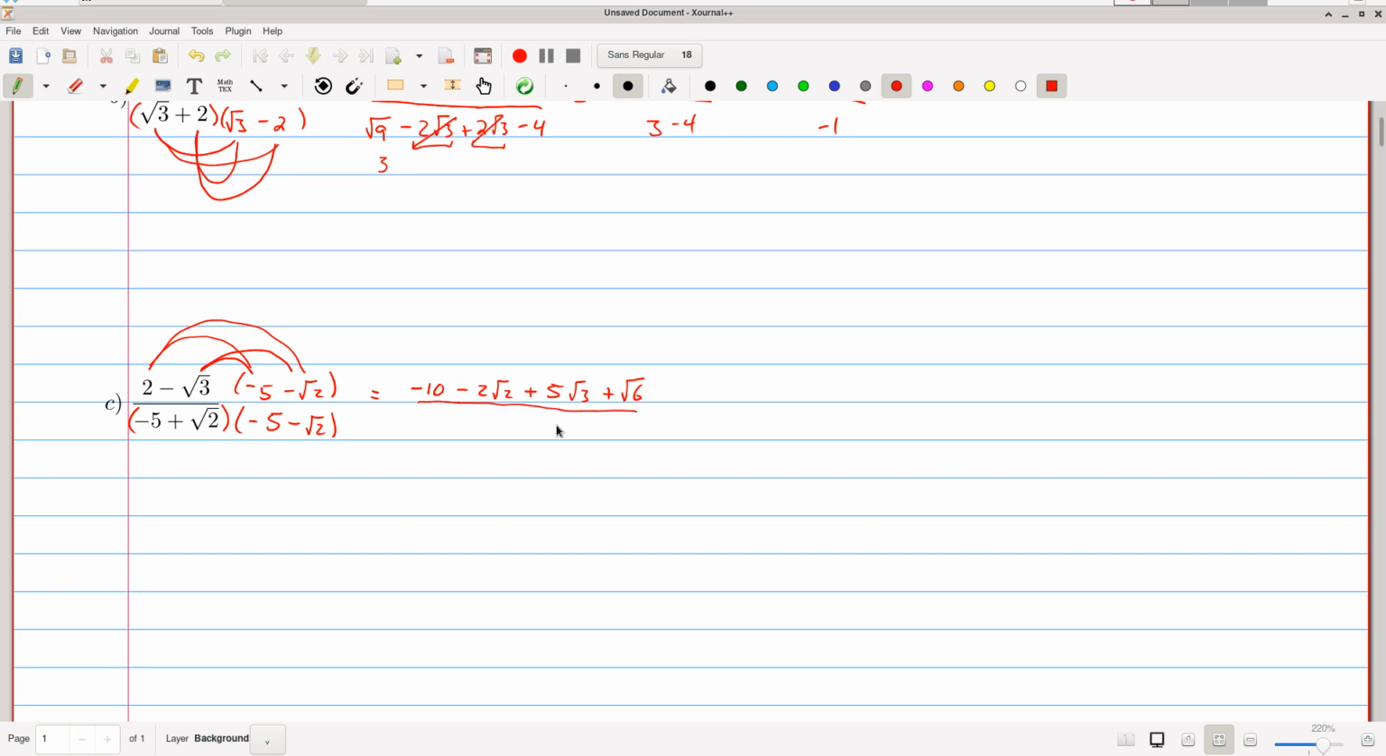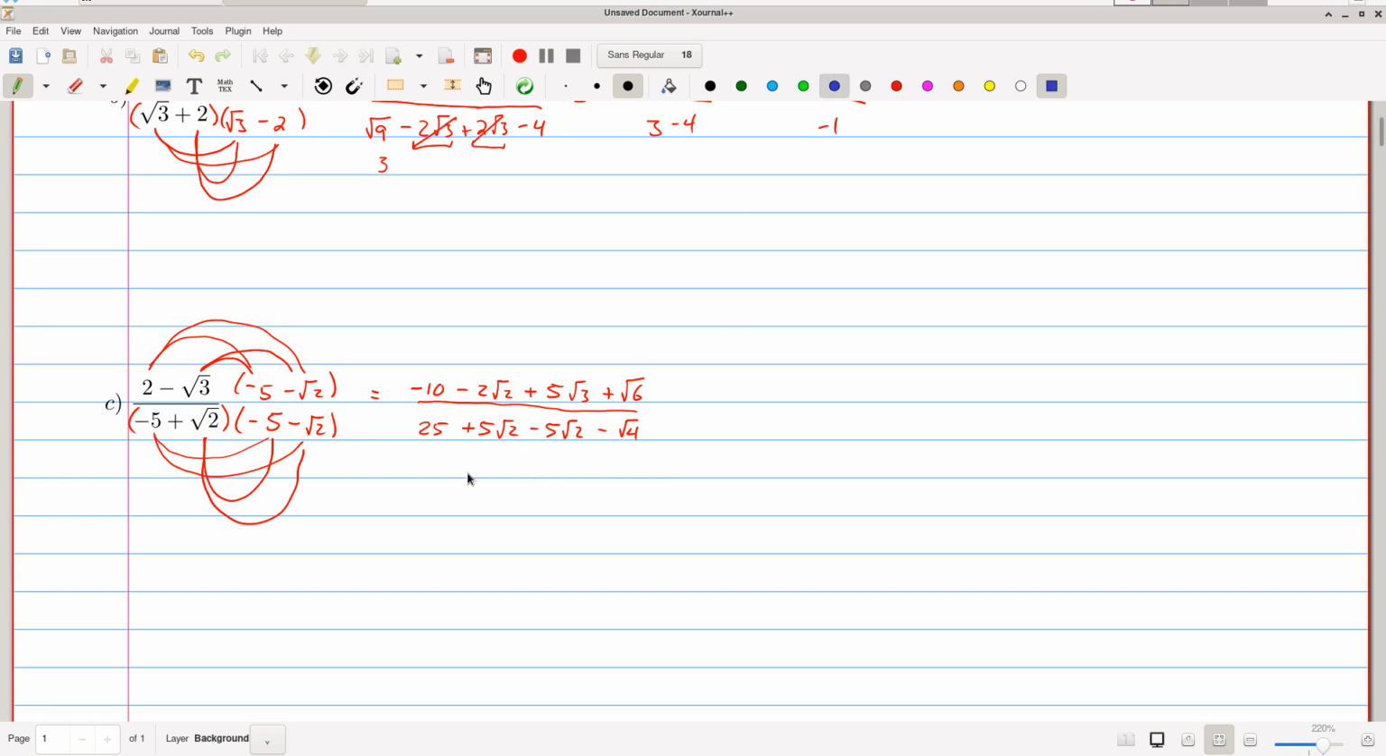Now for the denominator. Negative 5 times negative 5 is positive 25. Negative 5 times negative radical 2 is plus 5 radical 2. Next up, radical 2 times negative 5 is negative 5 radical 2. Radical 2 times negative radical 2 is negative radical 4.